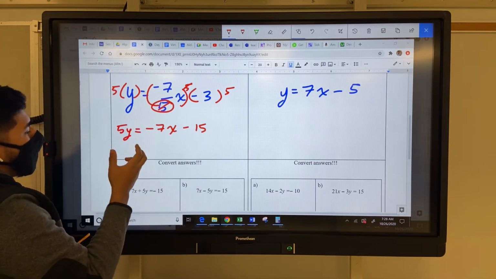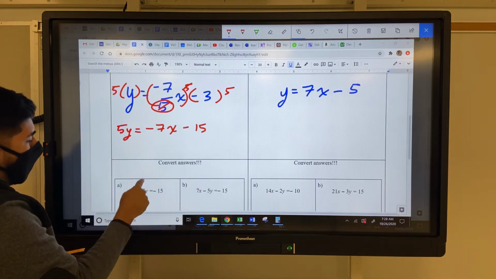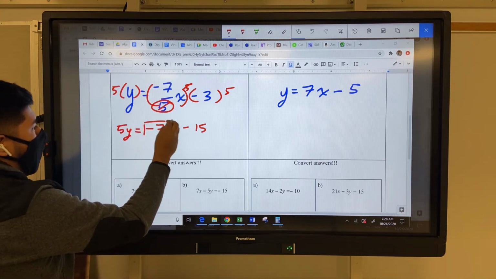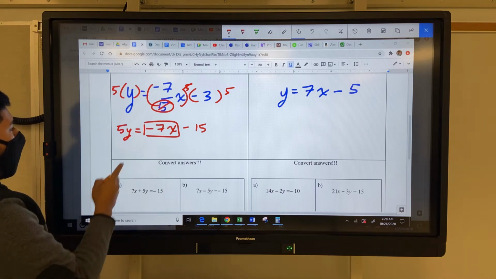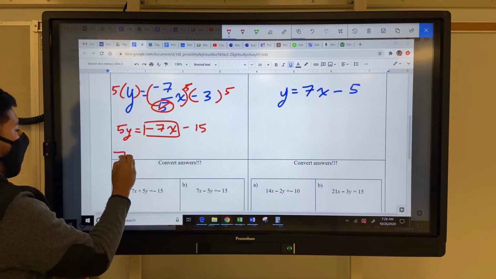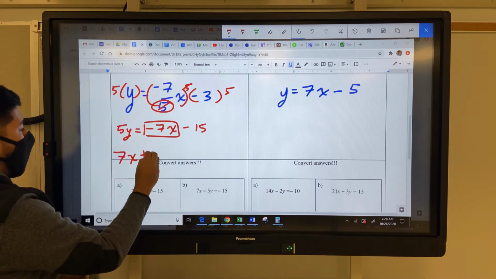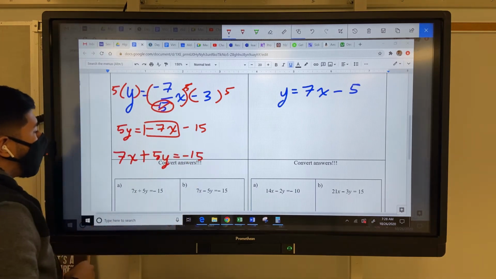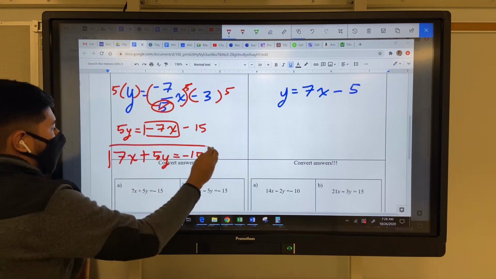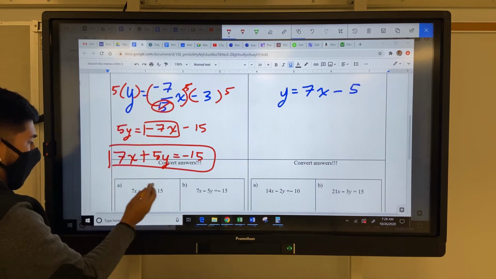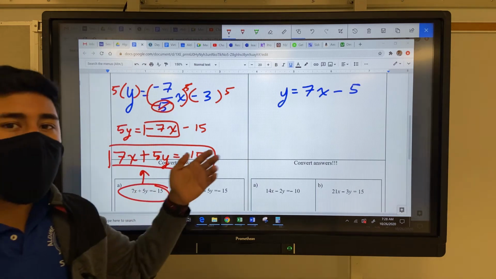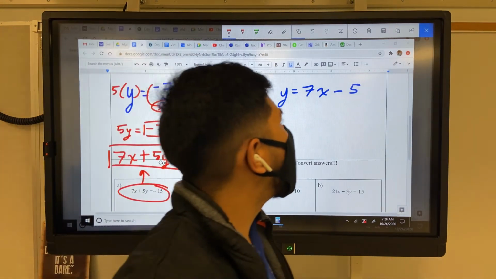After that, my standard form is x in front, y, and then my c value. So that means I got to move this x. After I move that x over here, it turns to a positive 7x, then the plus 5y, and then the -15. And that's it. Where's that answer? Right here, it's the exact same. If you have to rewatch it, if you want more examples, just let me know.